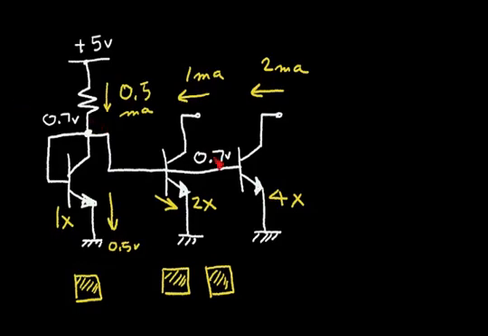So you can see by adjusting the base emitter area of these NPN transistors, I can create many different transistors here with different current properties.